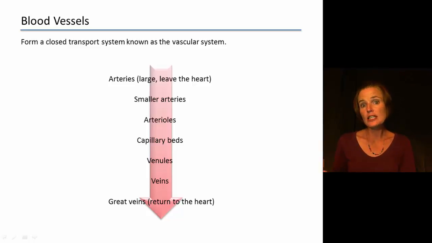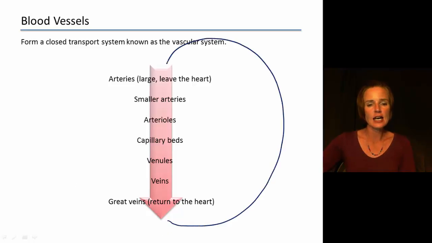When the blood leaves the tissues, it's then going to go back into the capillary beds, which will deliver that blood to the venules, then to the veins, and then ultimately to the great veins, which are going to return it to the heart. So on here, you could certainly look at this as a cycle because that is the way that it's going. It would be the heart located right here in the middle of all of it.